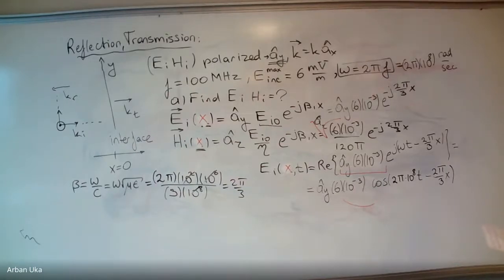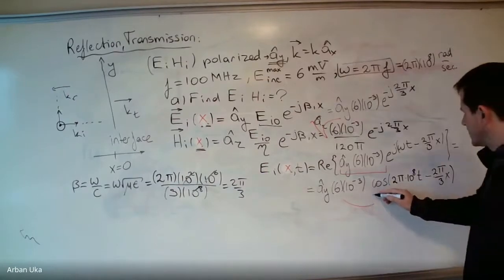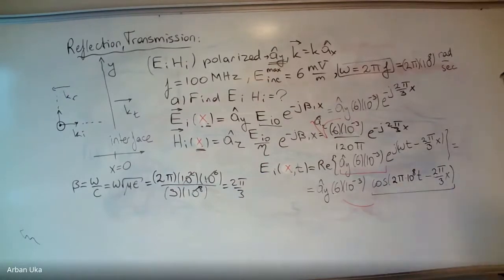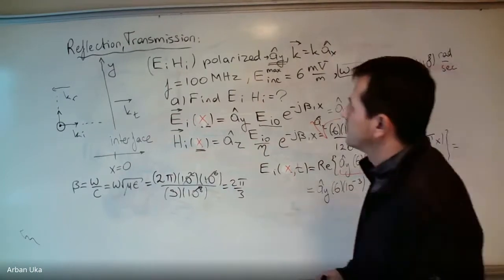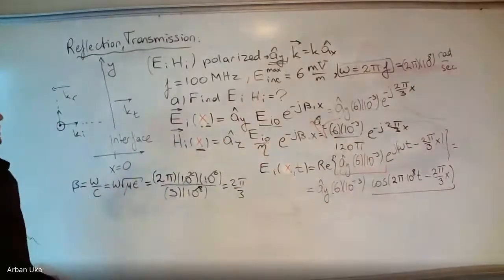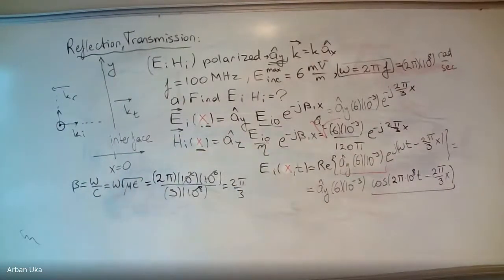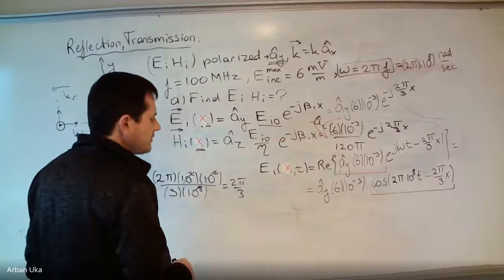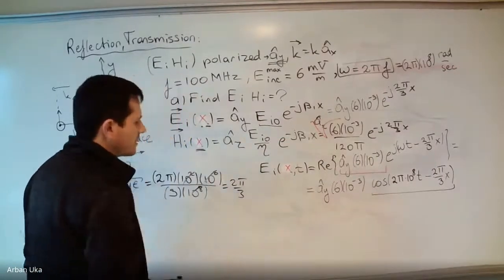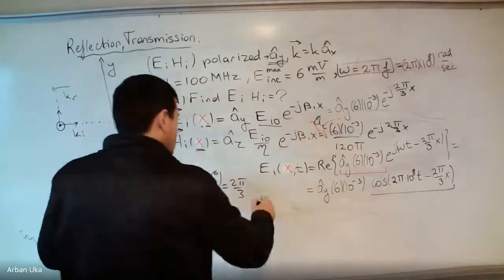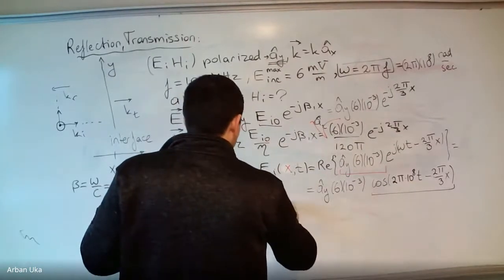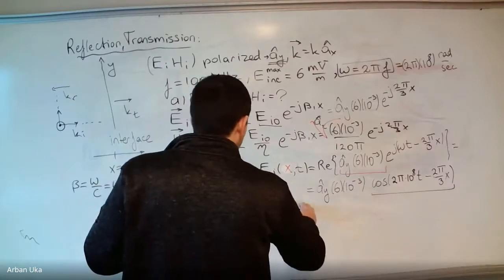Next, the magnetic field intensity. It is going to be pretty much similar to this one, including this term, and the amplitude will be modified. Let's figure out what else we should modify: the direction. We have to determine correctly the direction of the magnetic field intensity. That one is going to be H incident as a function of x and time.